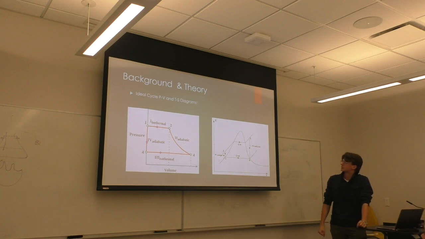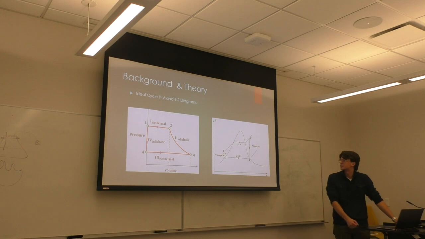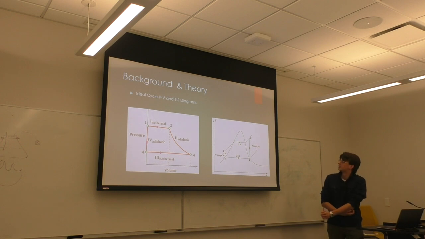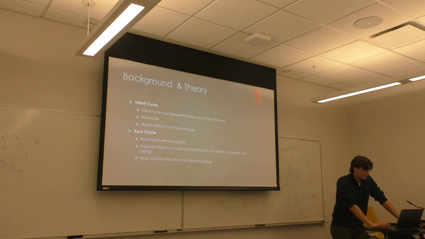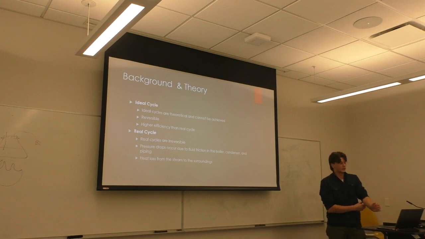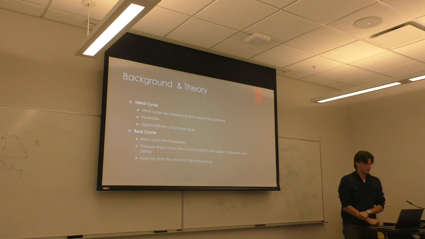When we look at the TS diagram, 1 through 2 is again the pump, which is rising temperature, and it's a straight line because it's constant entropy, since this is ideal, and then this is the rest. An ideal cycle is theoretical and cannot be achieved. It's more of a goal that you want to have whenever you're designing these kinds of things. It's reversible and it has higher efficiency than any real cycle.